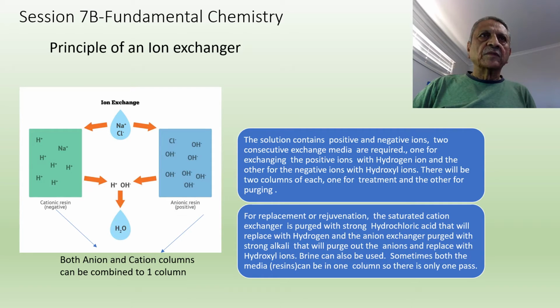For the case of cationic resins, you use hydrochloric acid to put back the hydrogen, and for the case of anionic resins, you put sodium hydroxide, which will put back the hydroxide ion.